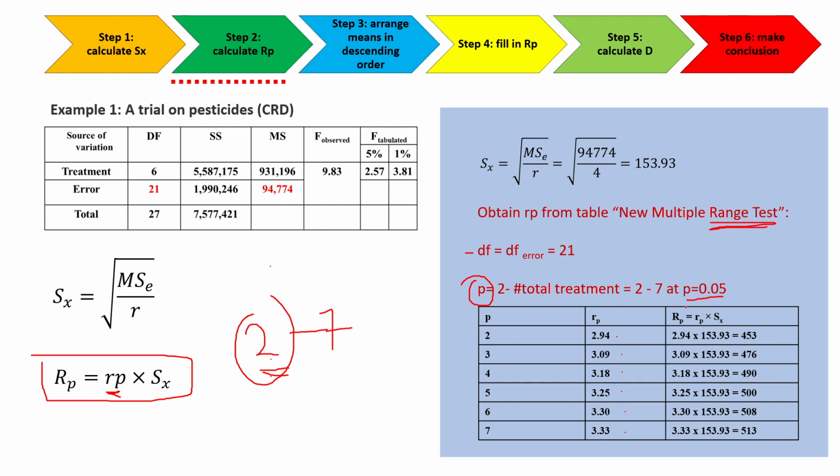And then you need to calculate your RP. So how do you calculate RP? Using this formula, of course. For P equal to 2, your RP is actually 2.94 times your SX, 153.93, so you get 453, and do the same for the rest. These are the numbers that you have obtained, so we will come back to it later on to fill in the table.